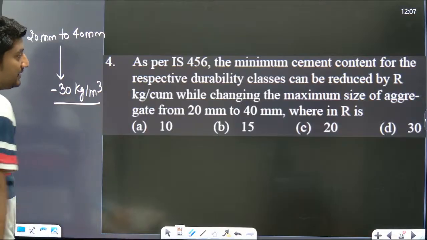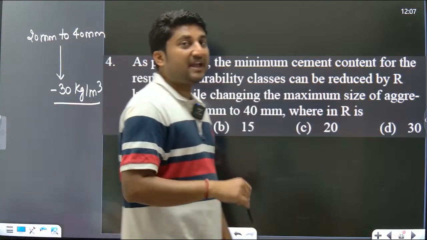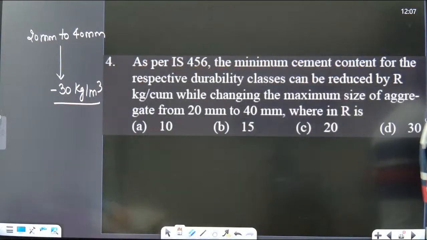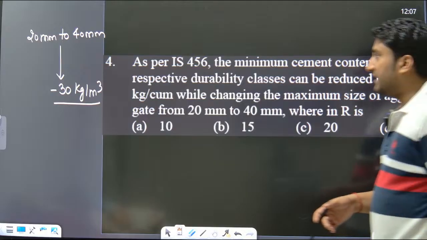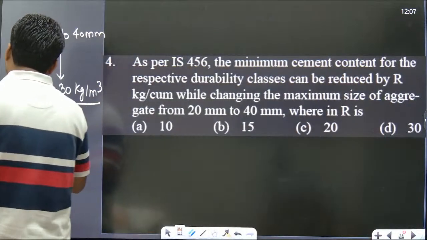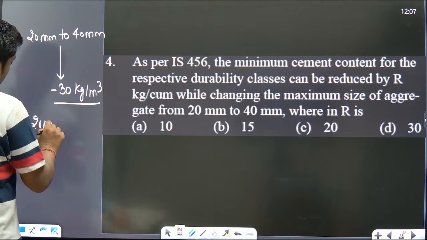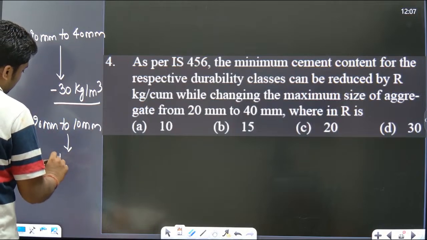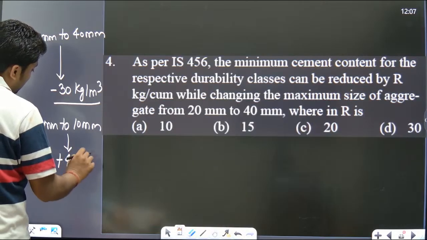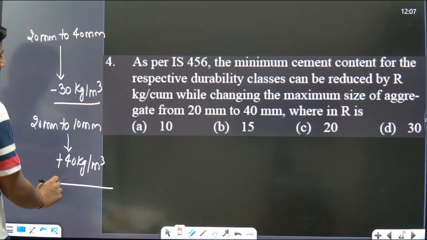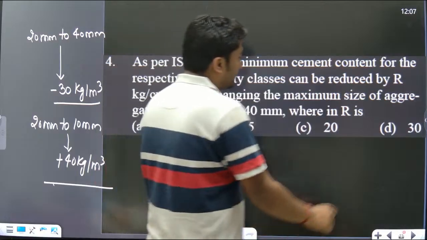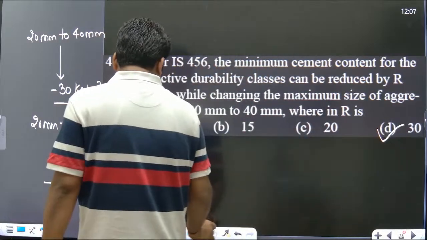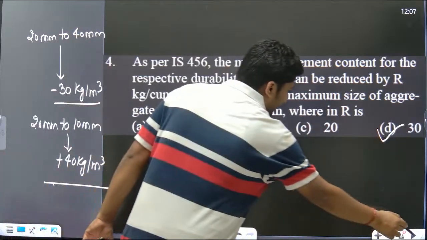Yes or no? But if you have reduced the aggregate size from 20 mm to 10 mm, what will you do? If you decrease the size from 20 mm to 10 mm, this R value is plus 40 kg per meter cube. This is an important codal provision. Here the correct answer is option D. Okay, we will move towards the next question.